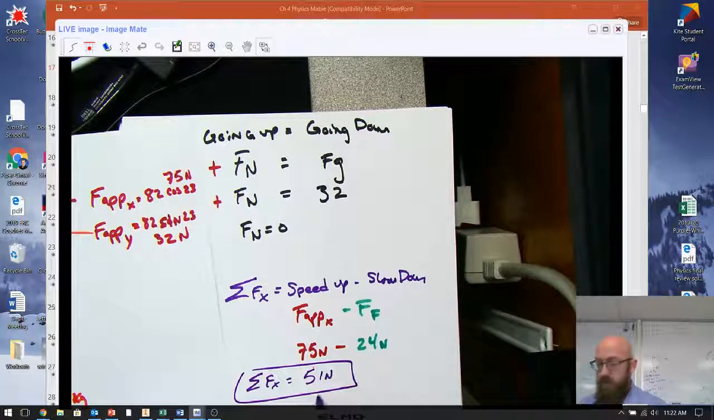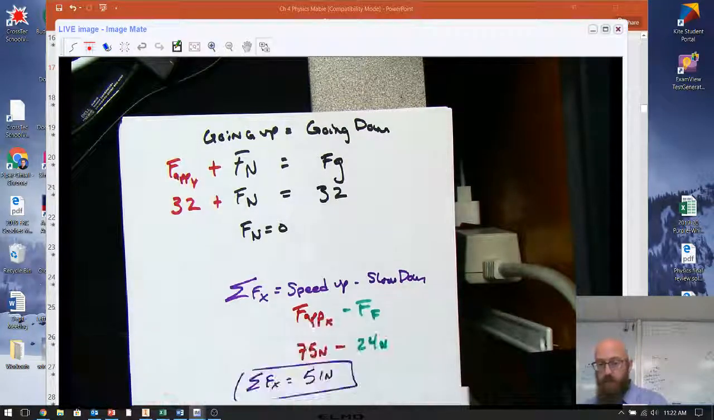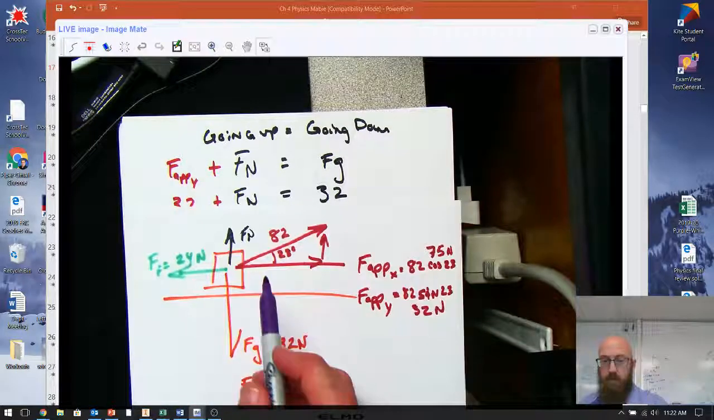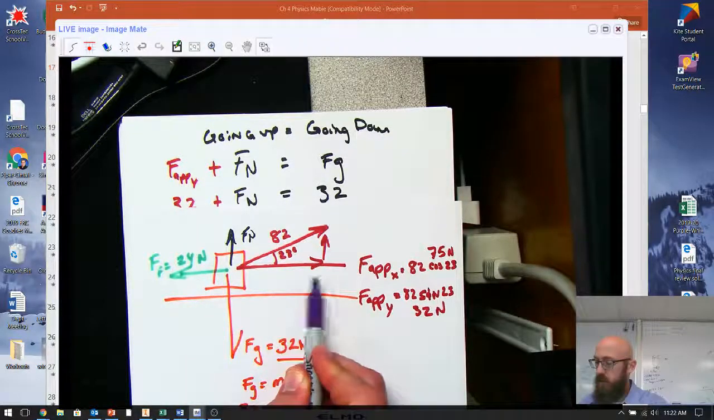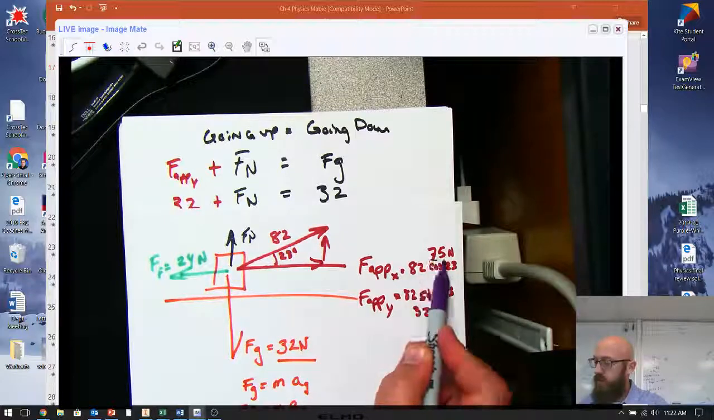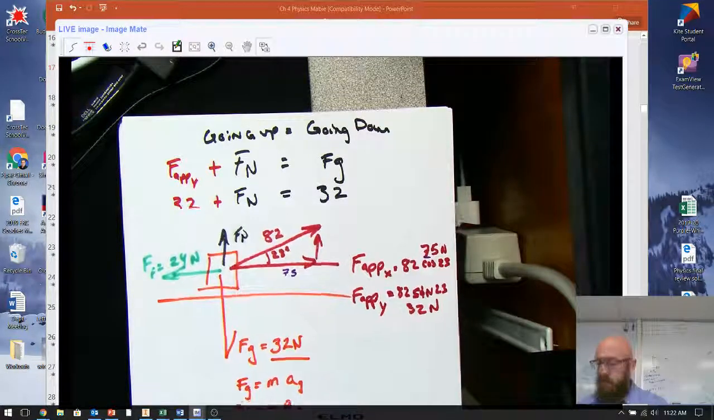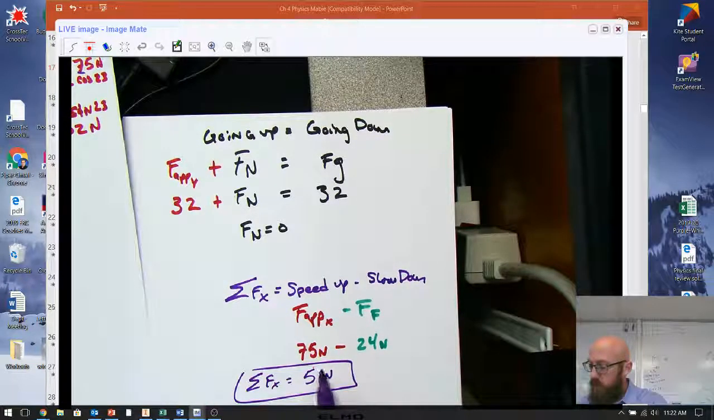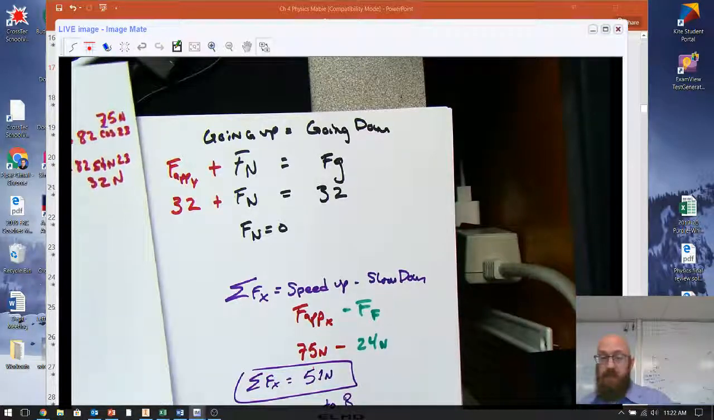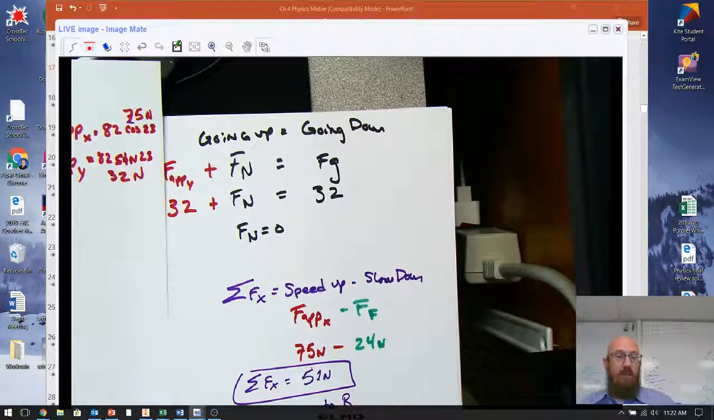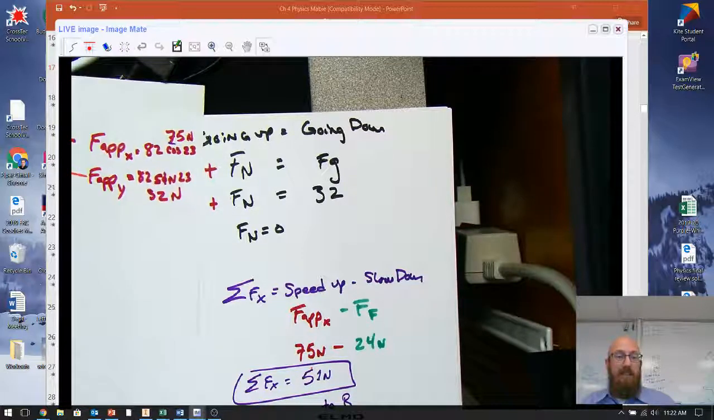If we look back at our diagram, 51 newtons, the force this way is 75. The force that way is 24. Should make sense. It is 51 newtons to the right. That answers the question. This encompasses all of sections A, B, C, and D. Take a second, do the work, see if you can do that.